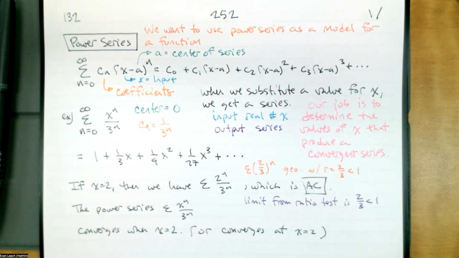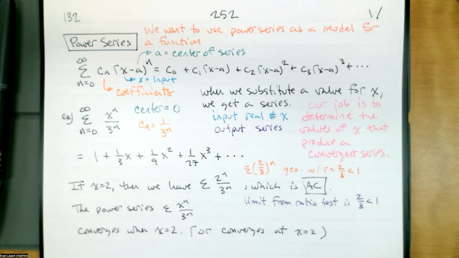We might say when, or we might say at. I will switch back and forth randomly between the two. Sometimes I'll write an open 4, sometimes I'll write a fantastic 4. I never know what I'm going to write. So the power series converges when we plug in 2. With the input 2, the power series converges.